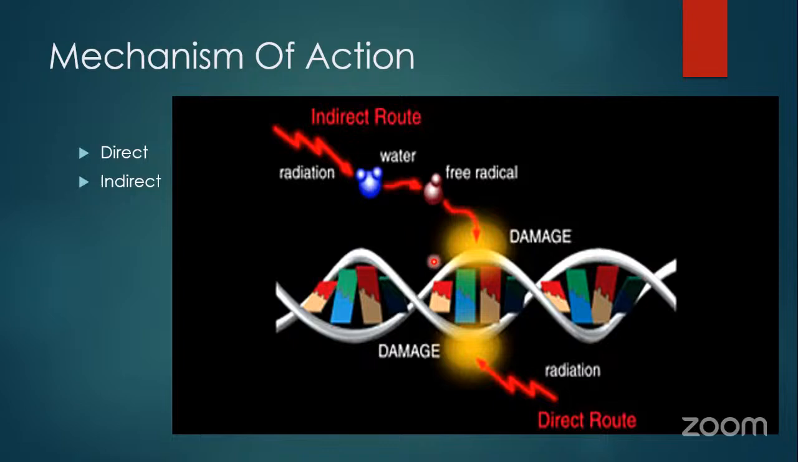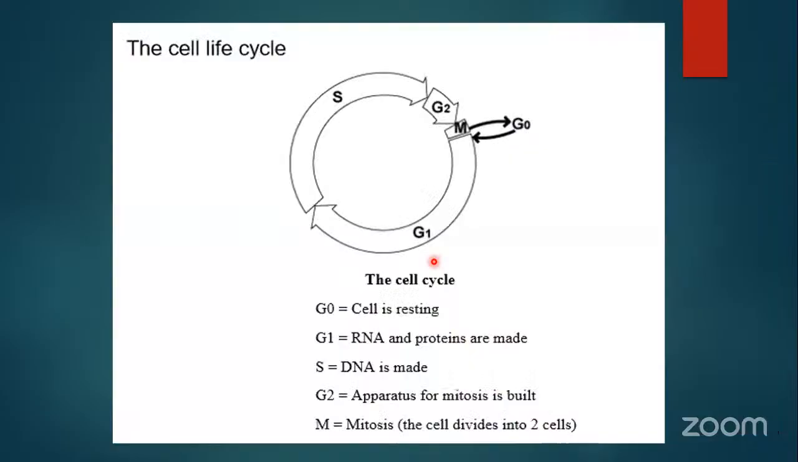Okay, so the mechanism of action is that X-rays can cause damage to your DNA in two ways: direct method and indirect method. Direct method is directly going and hitting the DNA, and it's going to damage it. In the indirect method, it uses water as an intermediary material, and there's going to be formation of free radicals, and then there is going to be destruction of your DNA. Okay, so this is the mechanism of action.